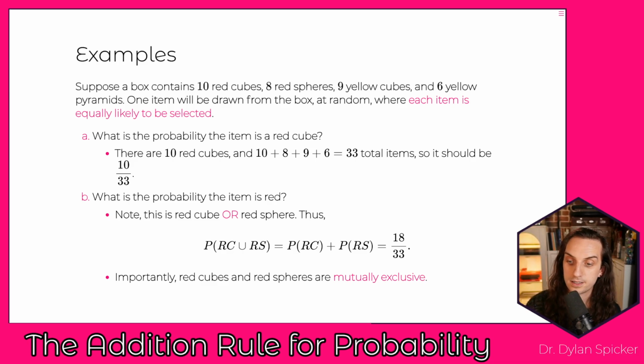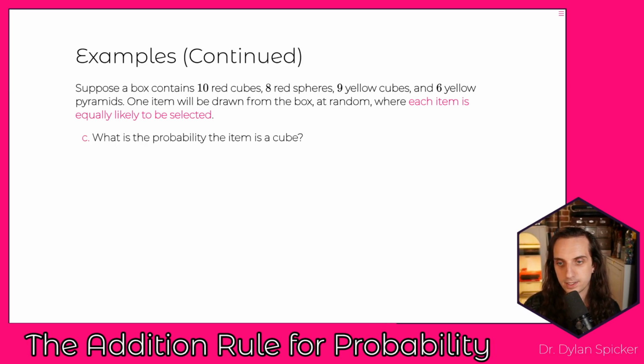Now, red squares, or red cubes and red spheres are mutually exclusive. If they could have something that was both a red cube and a red sphere, then we would have to be subtracting off. We'd have to use the arbitrary union rule. Okay, so we can continue.